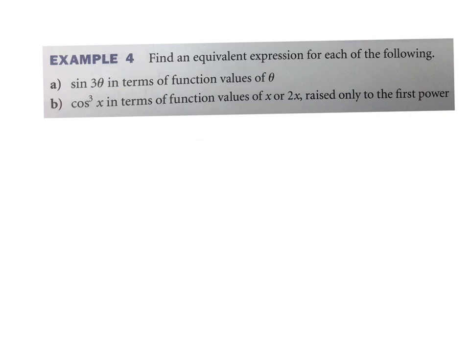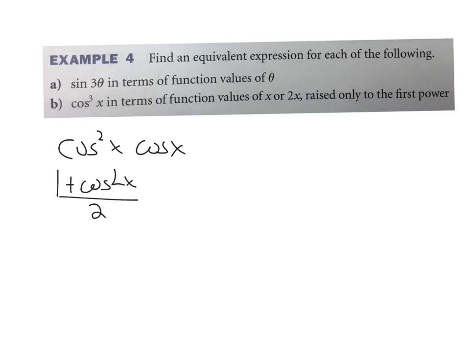So I'm going to try the second one here that's on this slide. It says cosine cubed in terms of x or 2x, raised only to the first power, so you got to get rid of the exponent. So cosine cubed is really cosine squared times cosine. And cosine squared, as you know, is really 1 plus cosine 2x over 2. So I'm going to multiply that times cosine x.